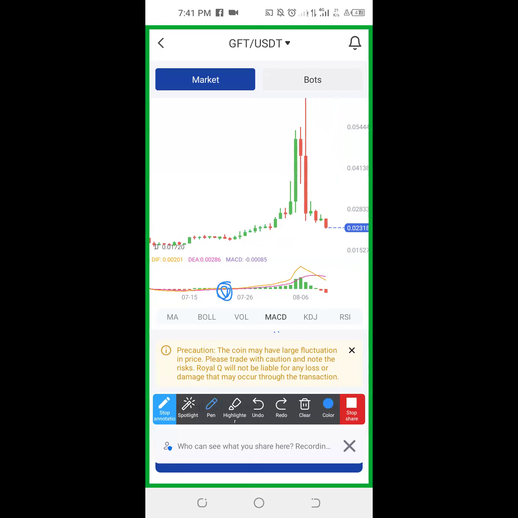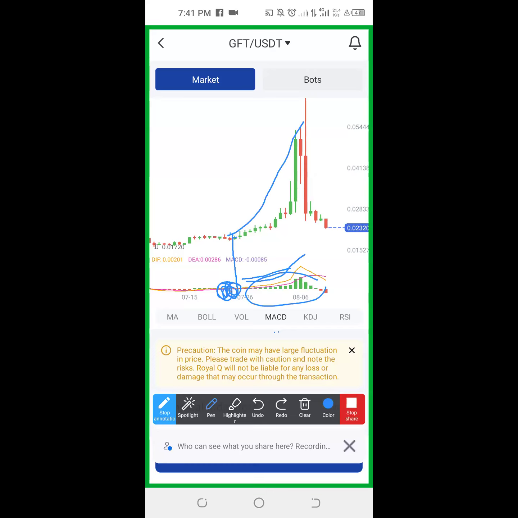The moment it crossed, it throws it up. At this point, it was not a clear crossing, but it crossed, and that line was now traveling up. And as it was traveling up above this green histogram, the coin was pumping. The moment you can spot this, a golden cross above the green histogram, you can see that the coin continued pumping to this place.